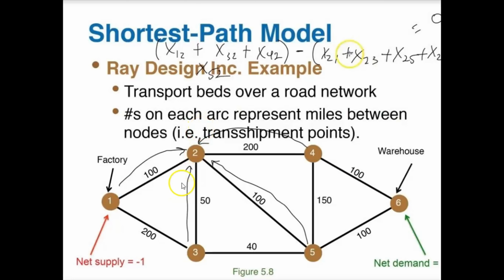Then 4 to 6, that is 450. So the movement through that path will give us a higher product being moved from the factory to the warehouse at 450, which beats the record of the first one we had, from 1 to 2, 2 to 4, and 4 to 6. So this is what it's all about. This calculation now is based on the quantity of goods that are moved.